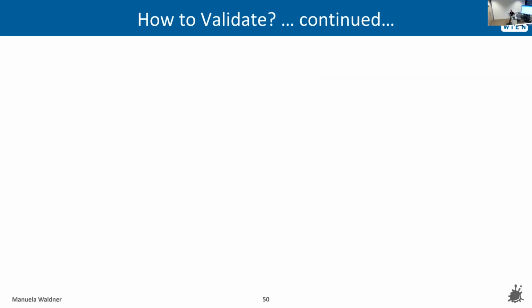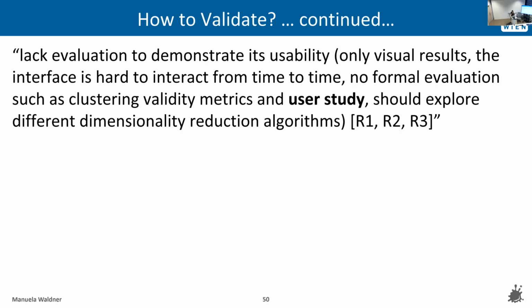This paper has been rejected a couple of times. The first time we sent it to TVCG, the feedback was lack of evaluation, only visual results, the interface is hard to interact with. It's clearly not polished. It works, I have a link afterward, but it's clearly not polished. No formal evaluation, like a user study. And I was like, I'm a stubborn person, I'm not doing a user study. It was a major revision, and we cannot do the major revision. I'm refusing to do a user study because I don't know how to do it properly.